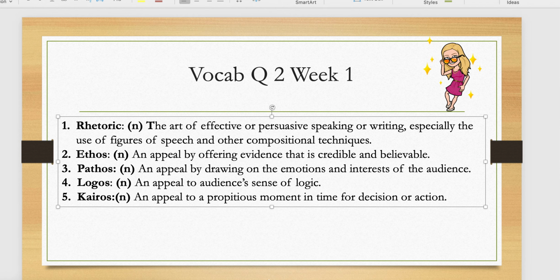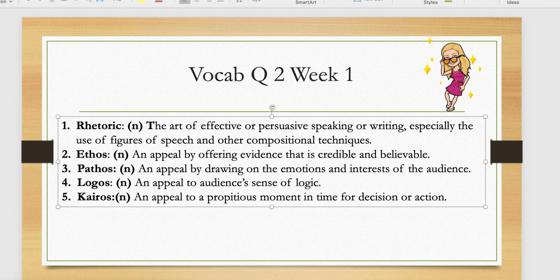The next term, so the next 4 terms have to do with the rhetorical appeals. Ethos is the rhetorical appeal in which a rhetor makes an appeal by offering evidence that is credible and believable. Okay, so basically what this means is it is a noun. Ethos is an appeal by offering evidence that is credible or believable. So ethos has to do with the credible and believable evidence.